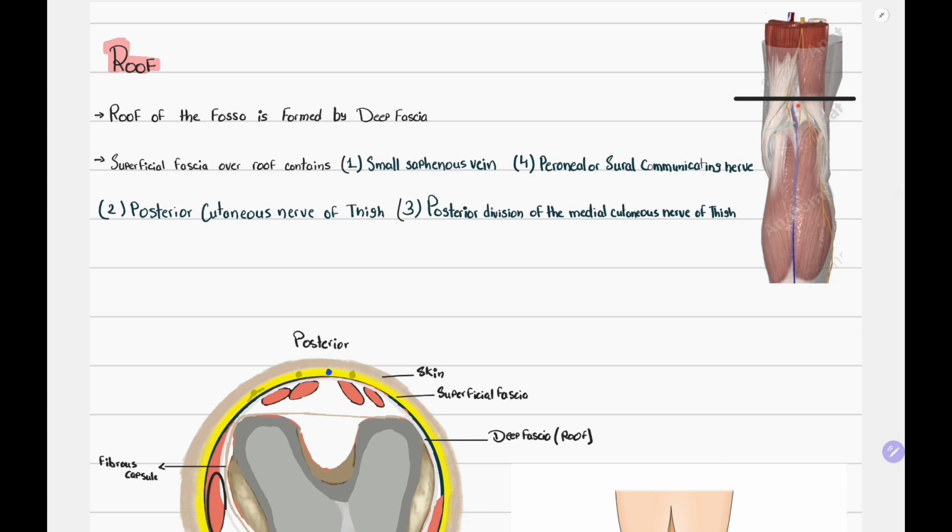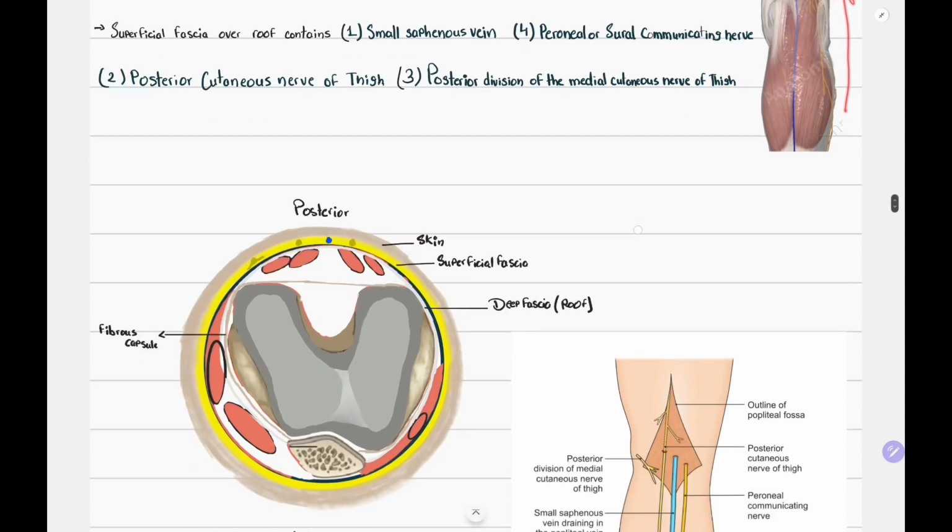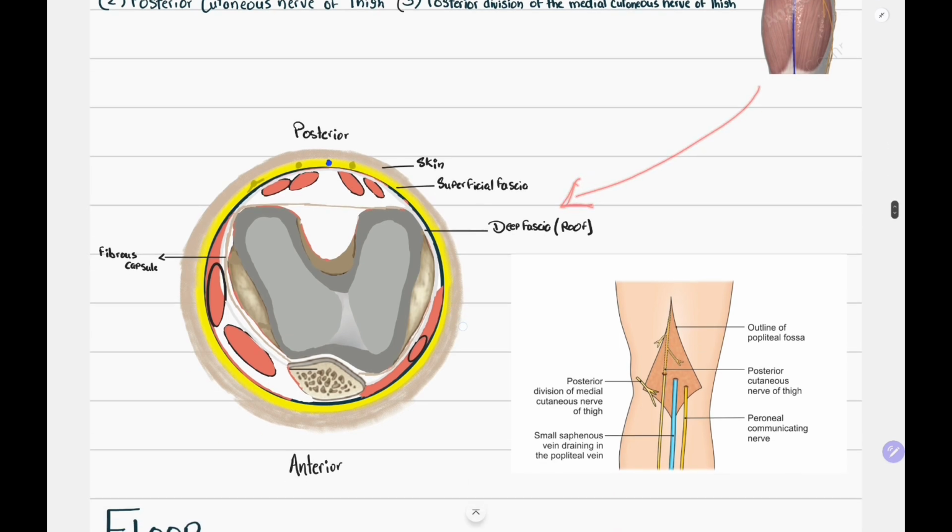If I cut the leg in this section and view from downwards, I'll be able to view this diagram, something like this, where this is the anterior, this is the posterior, this is our patella. What he is saying is that the roof of the popliteal fossa is formed by deep fascia. So where is the deep fascia? This is our outermost skin, and beneath the skin lies the superficial fascia, which constitutes the adipose or fatty tissue, and beneath that superficial fascia lies our deep fascia. So this is the skin, this is the superficial, and this one is the deep fascia. So the deep fascia forms the roof of the popliteal fossa.